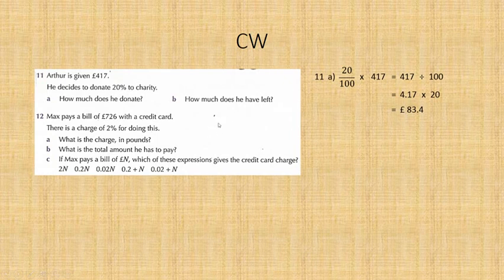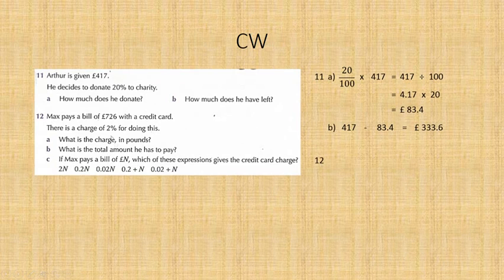But how much does he have left? He had 417 already. If he donated 83.4, for the remainder, this word means I will subtract. So 417 minus 83.4, the answer is going to be equal to 333.6 pounds.